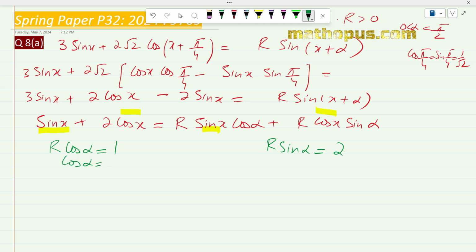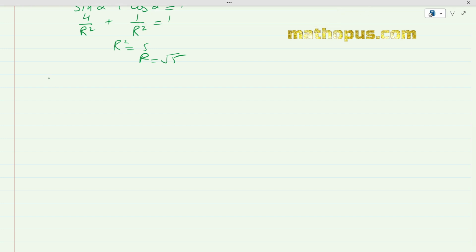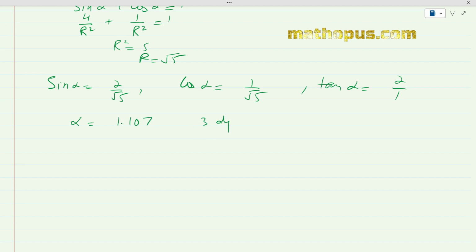So from here we can find cos alpha equals 1 over R, sin alpha equals 2 over R, where we can apply the identity sin squared alpha plus cos squared alpha equals 1. Squaring both sides, we have 4 over R squared plus 1 over R squared equals 1. So R is equal to root 5. Now we have the value of R, so we can write the value of sin alpha. Sin alpha would be 2 over root 5, cos alpha would be 1 over root 5, or you can also say tan alpha equals 2 over 1. You can take the inverse of any one of these, sin alpha, cos alpha, or tan alpha. The answer for alpha would be the same, 1.107 to 3 decimal places.